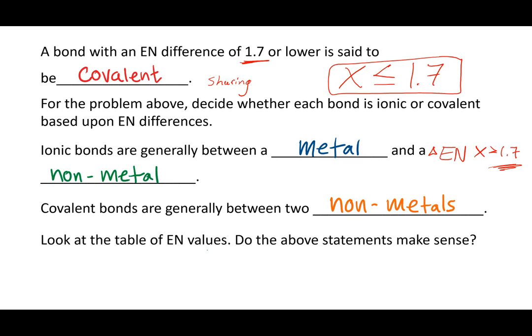So look at the table of electronegativity values. Do the statements make sense? And we just went over that, and they should make pretty good sense. Go back and review that and make sure that you can see the clear difference between covalent bonds and ionic bonds and the electronegativity difference cutoff between them. And it is 1.7. That is a number I would like you to remember.